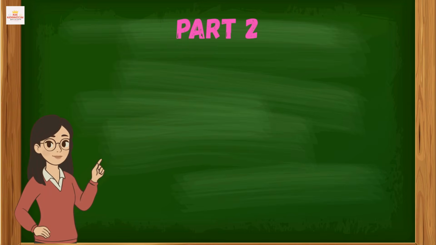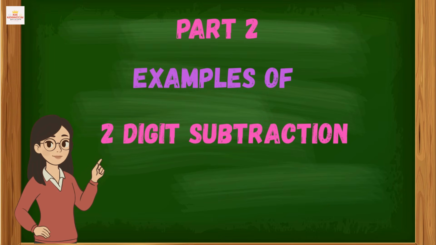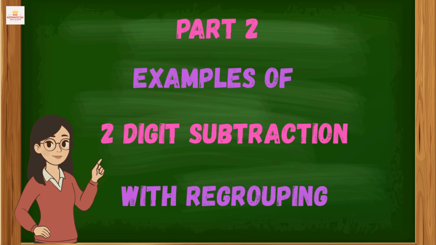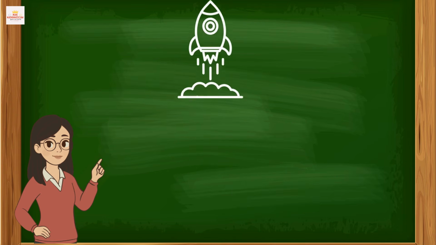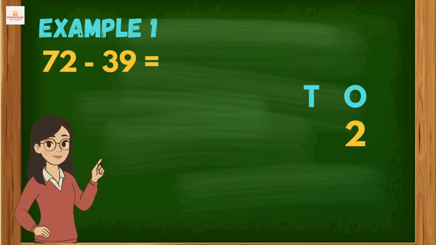Today we will solve different examples of two-digit subtraction with regrouping. Let's get started. Example 1, 72 minus 39.